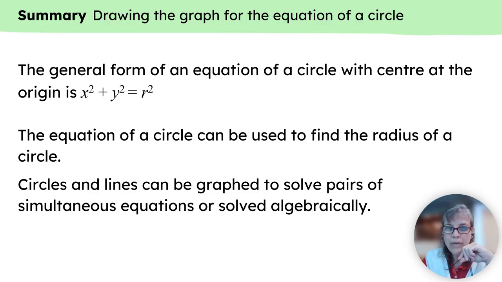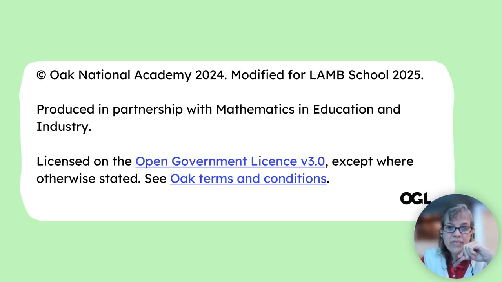So let's just wrap up here. What is the general form for the equation of a circle? It's x squared plus y squared equals r squared. And if you have this equation, you can know the radius. Circles and lines can be graphed to solve pairs of simultaneous equations, or they could be solved algebraically. And with other nonlinear graphs and a linear graph, you can either solve them algebraically or you could solve them by graphing. And that's it for this lesson.